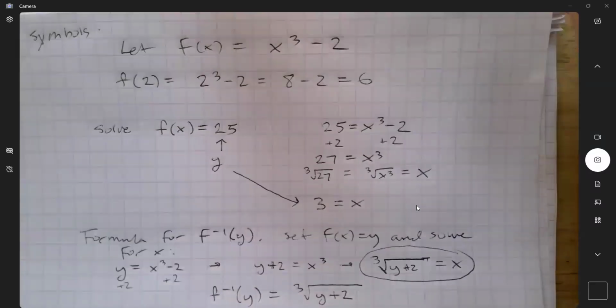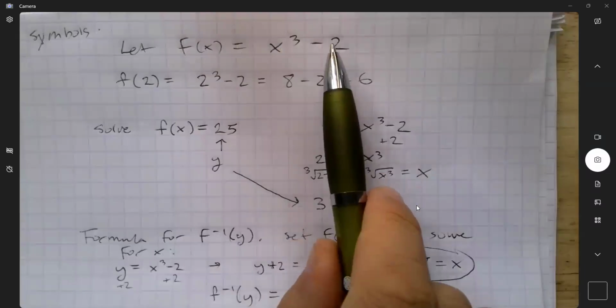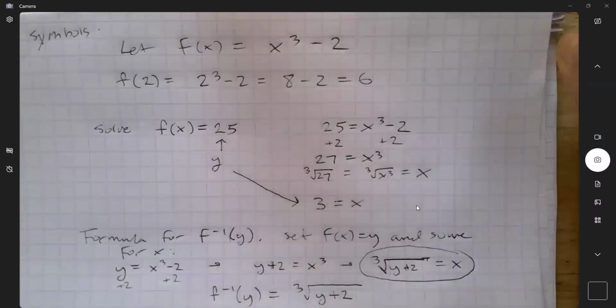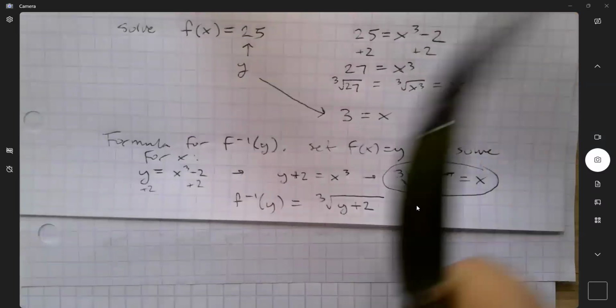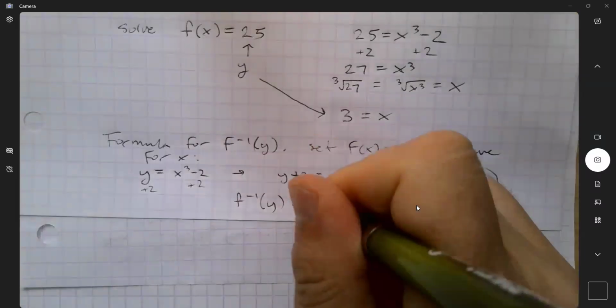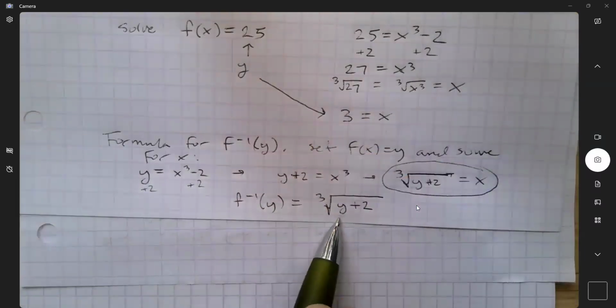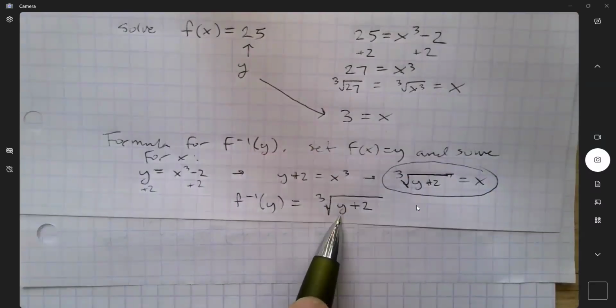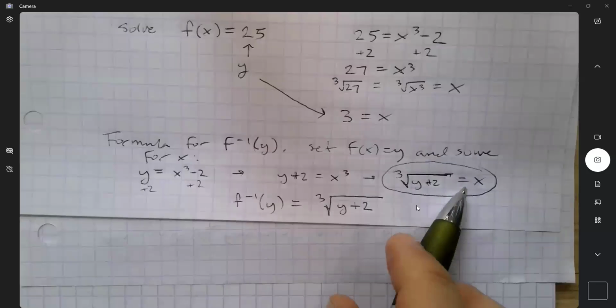I know that x cubed minus 2 has an inverse because I know what it looks like on a graph and it passes the horizontal line test. So I can find the formula for the inverse function. And I'm always going to write my inverse functions using y as the input, because an inverse function takes you from the y values and gives you back an x value.